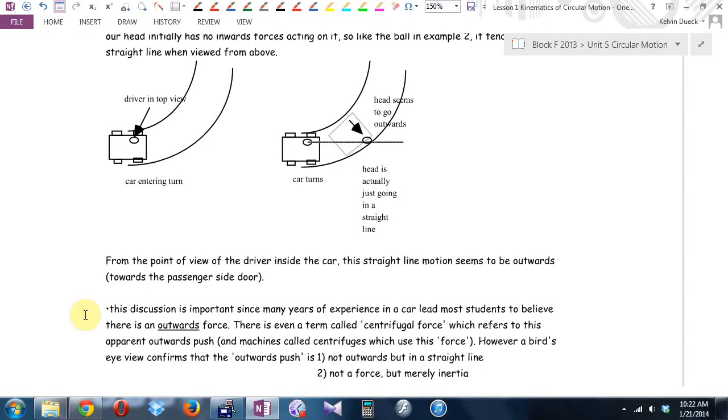It's your body, or whatever mass you're looking at, wanting to keep going in a straight line at a steady speed. In fact, they call them centrifuges. They're not using a force. They're taking advantage of inertia. They shouldn't be called centrifuges. There's a proper name for circular force, and we'll learn that next class. So what I want you to realize is that the outwards push, first of all, is not outwards, but in a straight line. And it's not a force, but merely inertia.